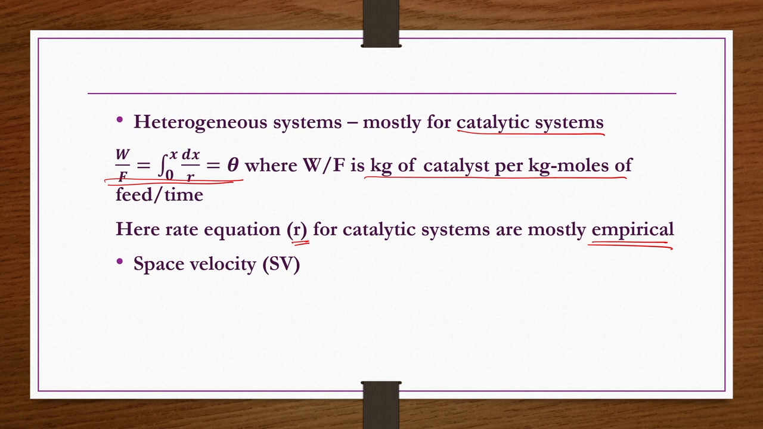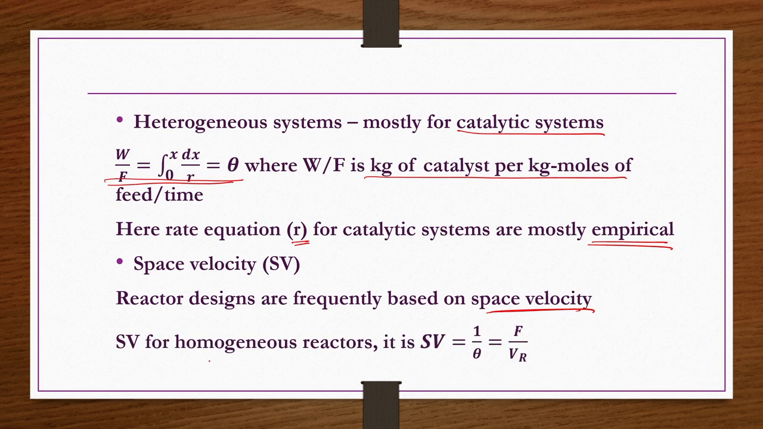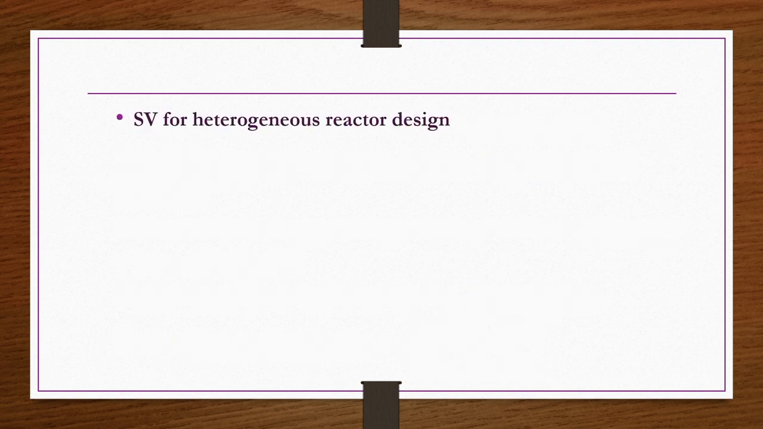Okay. So space velocity, reactor designs are frequently based on the space velocity. It is nothing but, for homogeneous reactors, 1 by theta, that is F by Vr. Vr is the reactor volume, and F is nothing but the feed rate. SV for heterogeneous reactor design, that is space velocity, is defined in a different way. Two ways we are presenting here.